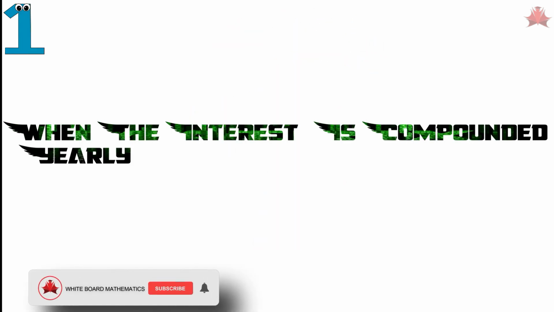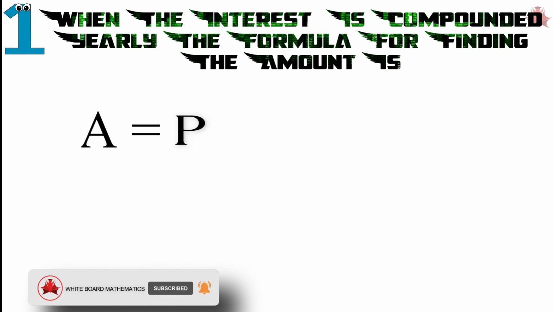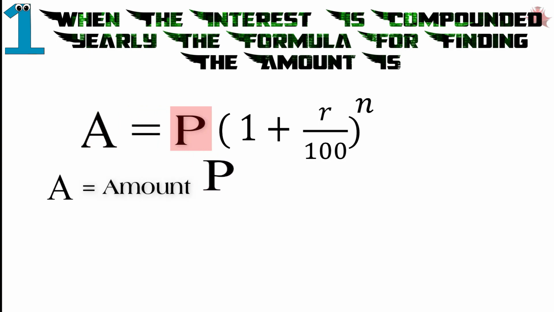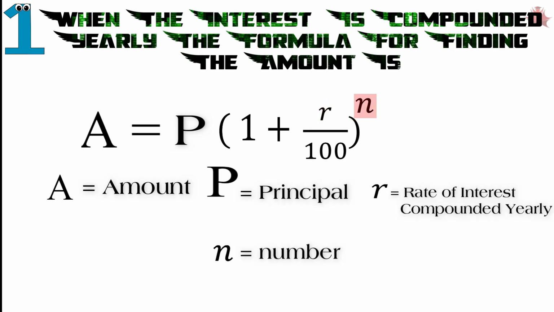The first formula, when the interest is compounded yearly, the formula for finding the amount is A is equal to P into (1 plus R divided by 100) whole power n, where A is equal to amount, P is equal to principal, R is equal to rate of interest compounded yearly, and n is equal to number of years.